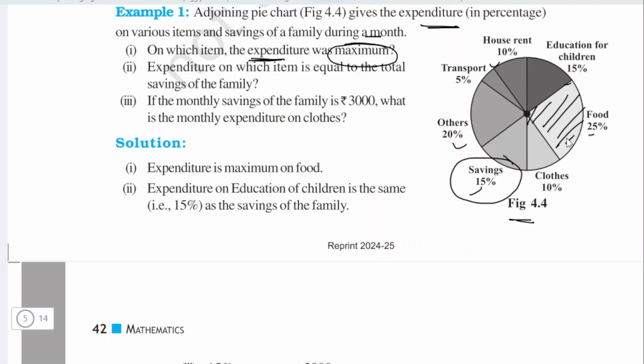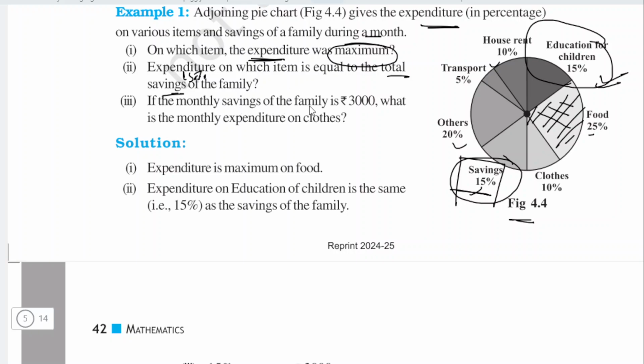So food is going to have maximum expenditure. On which item is expenditure equal to the total saving of the family? The total saving of the family is 15%. Now we have to find which item is equal to 15%. So we have to find any such item that has a 15% value. Education of children has 15% value.